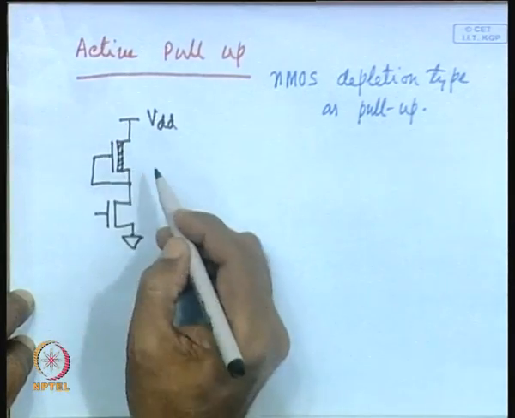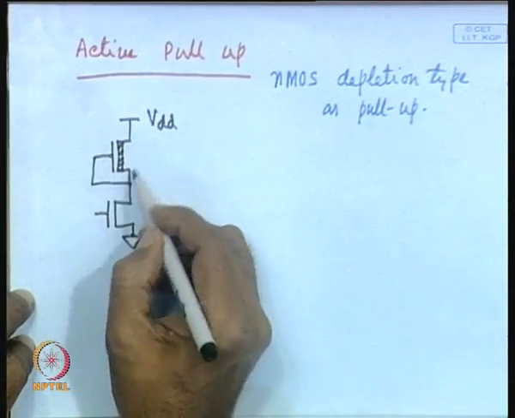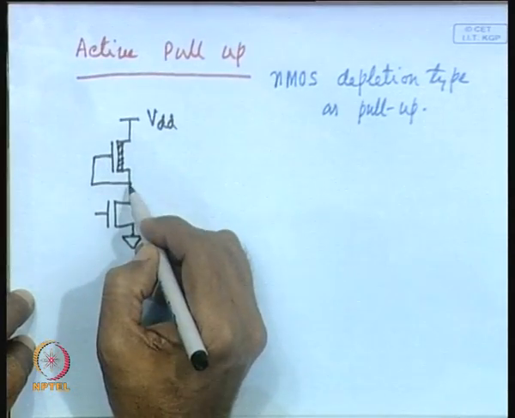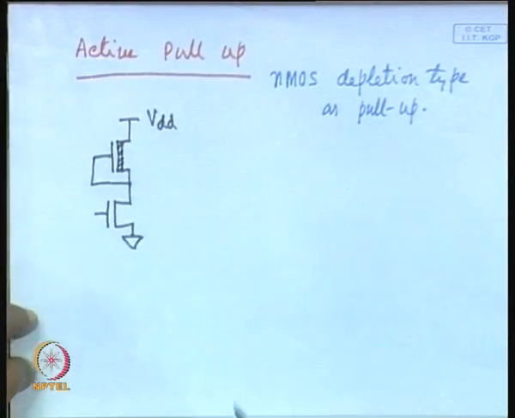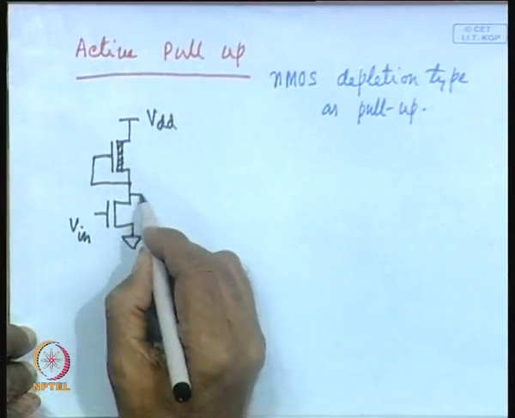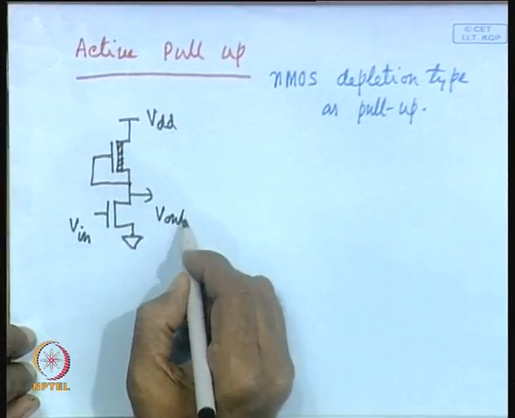Why so? Since this is a depletion type transistor, if you connect the gate to the source, it will always be on. That means, it will always offer a resistance, because the gate is connected to the source and the transistor is on when gate is connected to the source. That is the basic feature of an NMOS depletion type transistor. Then you will be applying the input here and taking output from here, V output.